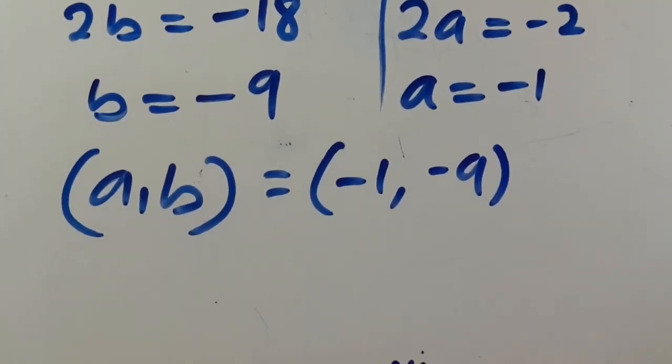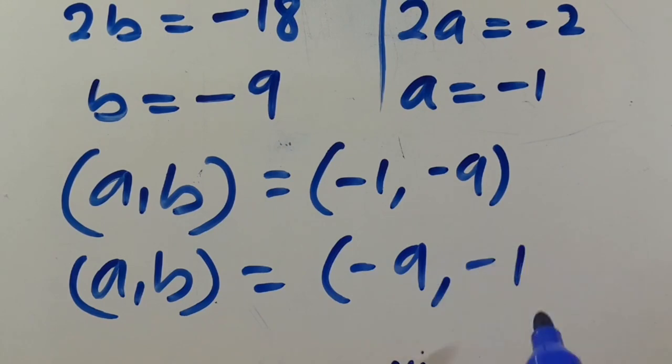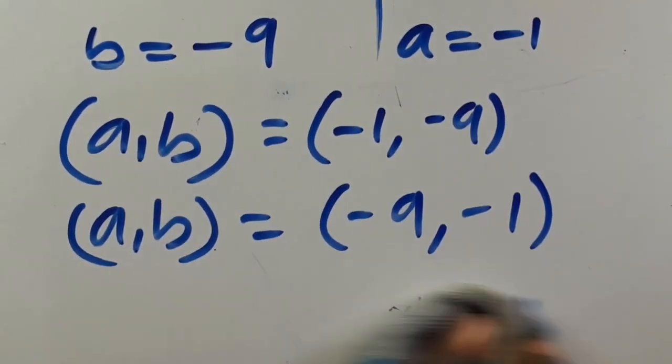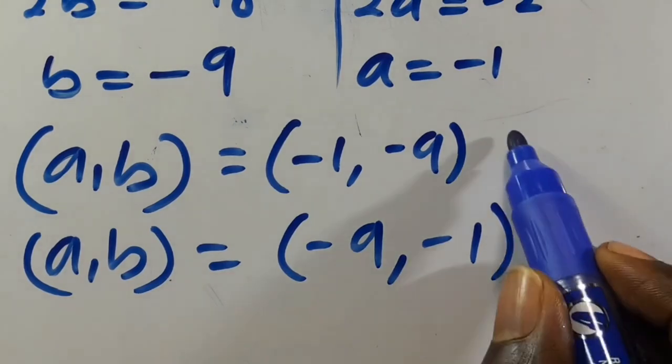The reciprocal of the other one. We have the second one as this: (minus 9, minus 1). So now, recall that these are for the positive cases.